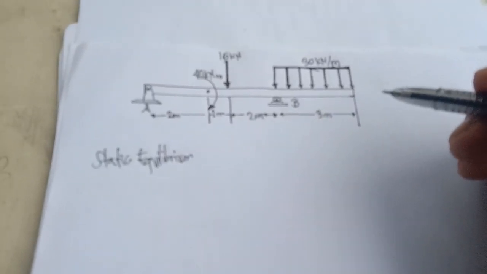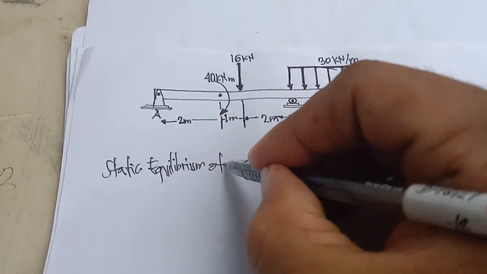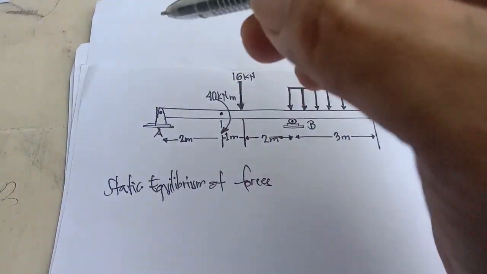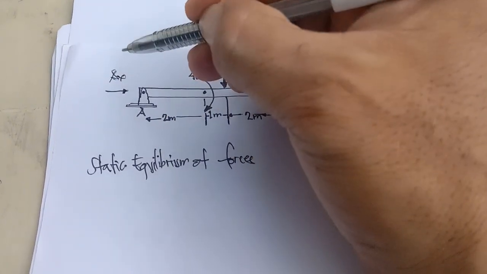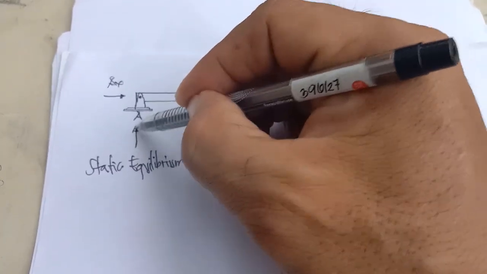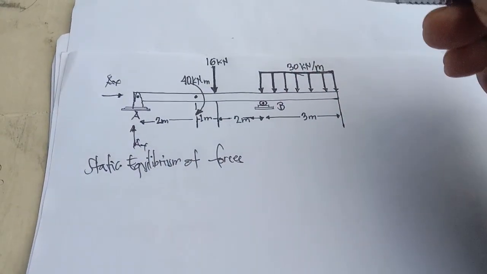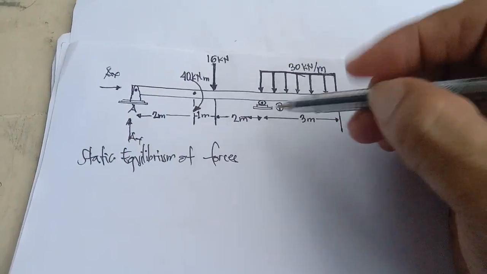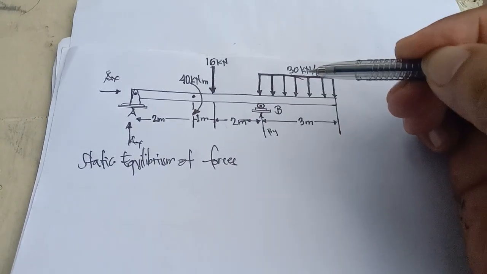Static equilibrium. Of course, this is AX, this is EY, this is our BY.